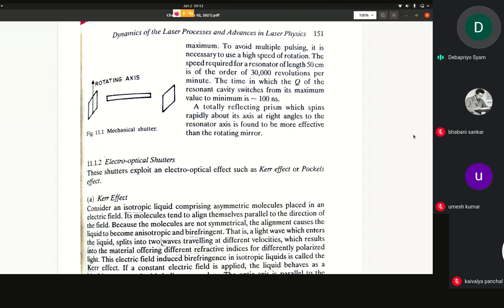But mechanical arrangements are very clumsy, because you have to have a motor and all those mechanical parts. So they are not very reliable. The timing may not be so accurately ensured. That is why you choose electro-optic arrangements. The first electro-optic arrangement that we discuss is the arrangement that uses a Kerr cell.